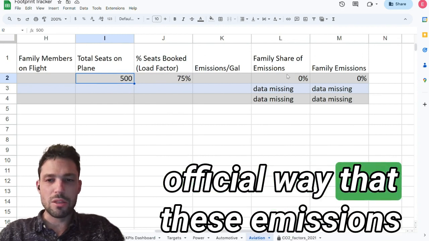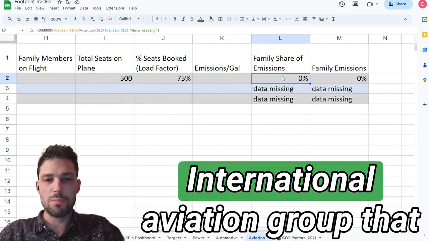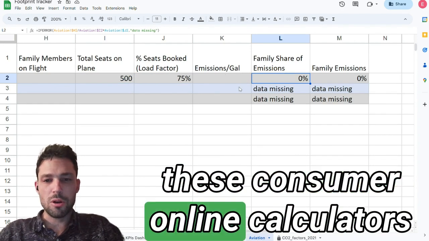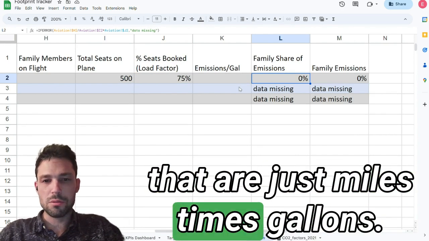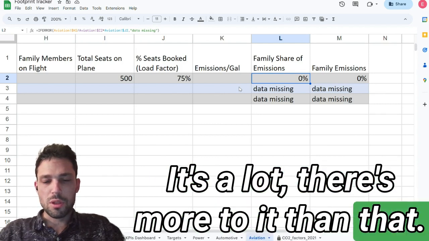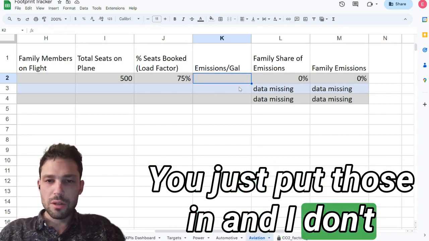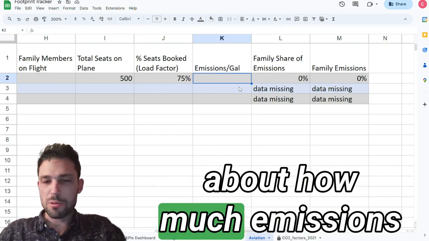The official way that these emissions are calculated by some international aviation group that I looked up is so simple, just like these consumer online calculators. They're just miles times gallons. Well, there's a bit more to it than that, so hopefully we'll get to it. It's fine to just do the miles times gallons for now. You need to put those in. I don't know what this is. I'm just making this assumption about how much emissions per gallon.